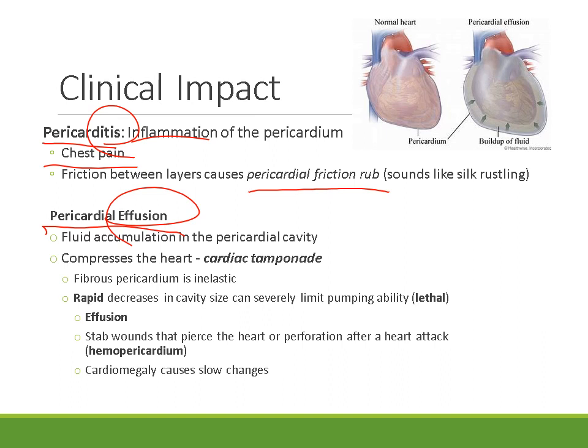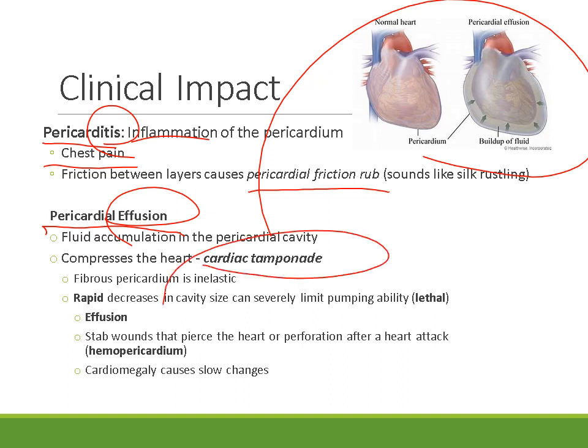Now, this is problematic because remember we said that the fibrous pericardium, the strong border around the outside, does not stretch. It is not elastic. So when fluid starts to accumulate in that area, it can start to put pressure on the heart. It can compress the heart, and that's what this top picture is showing you. Fluid accumulating is not going to stretch out the pericardium. Instead, it's going to squish the heart. This compression of the heart can cause something called cardiac tamponade, and cardiac tamponade is an emergency.